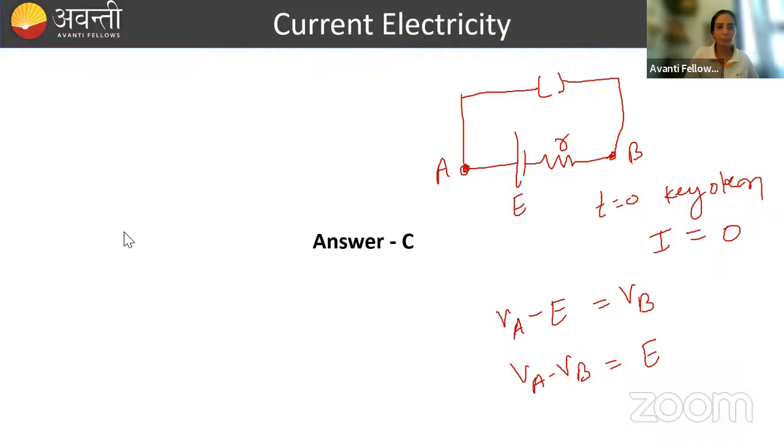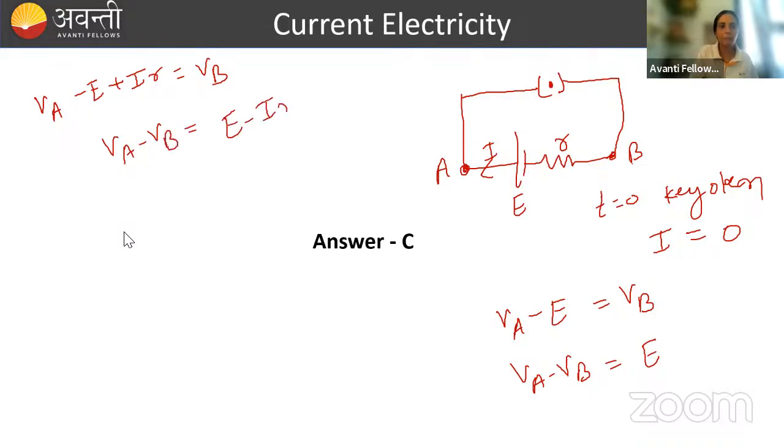In the second case, what I did is close the battery. Again, when you close the battery, current will flow. Now again write KVL from A to B: VA minus E, since we are moving opposite to the direction of current, we will write plus IR equal to VB. So VA minus VB equals E minus IR. In both cases, VA minus VB is the terminal potential difference of the battery. In the first case, terminal potential difference is equal to EMF. In the second case, it is equal to E minus IR because current is flowing.